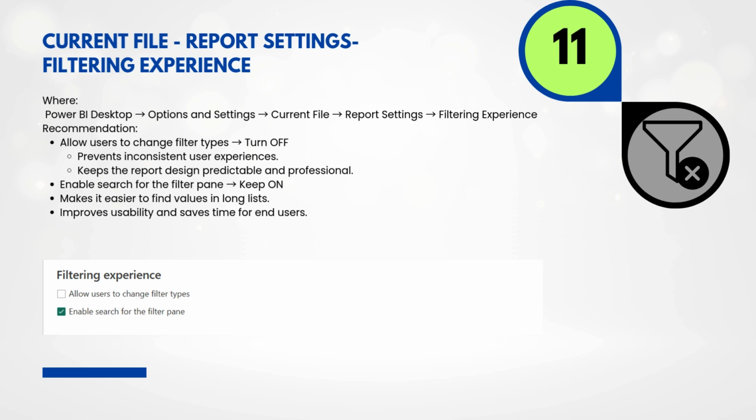Enable search for the filter pane. This one is a lifesaver, especially when you're working with long lists. For example, imagine you have a data set with hundreds of product names. Without search, users have to scroll endlessly to find product X. With search enabled, they just type the name and apply the filter instantly. Recommendation is keep this on. It makes filters faster, easier, and far more user-friendly.